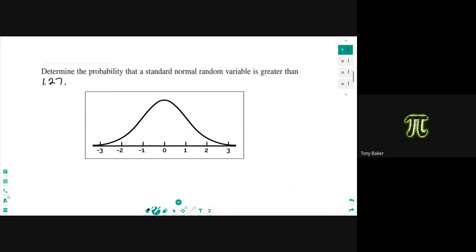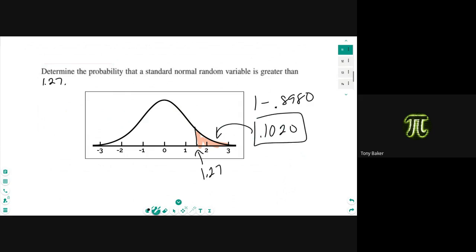What if I wanted it greater than 1.27? What if I wanted this section over here? Correct. So that's the complement of what I want, right? So in this case, I'm going to do 1 minus 0.8980, which would give me 0.1020. And that's it. So if I'm looking for the opposite direction, I just take whatever the number is and do 1 minus it.